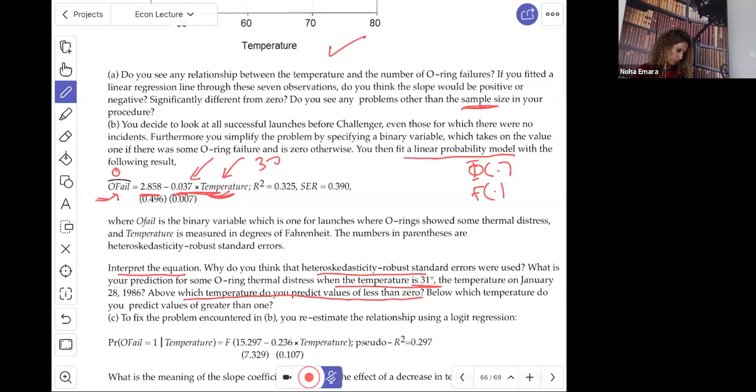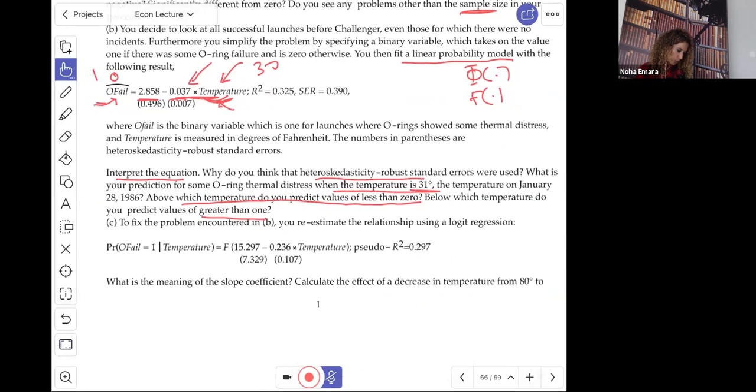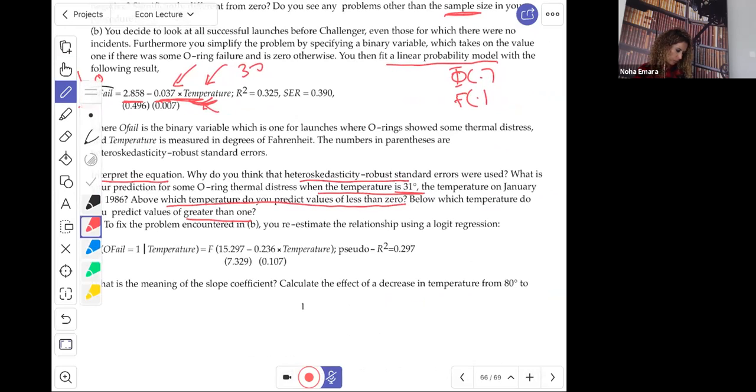Okay, so you plug in 0 here and then you solve for temperature to answer this question. Same goes with greater than 1. You plug in 1 here and then solve for temperature, you would get the answer. I'm going to post the solutions for you, but I want you to try to answer it.